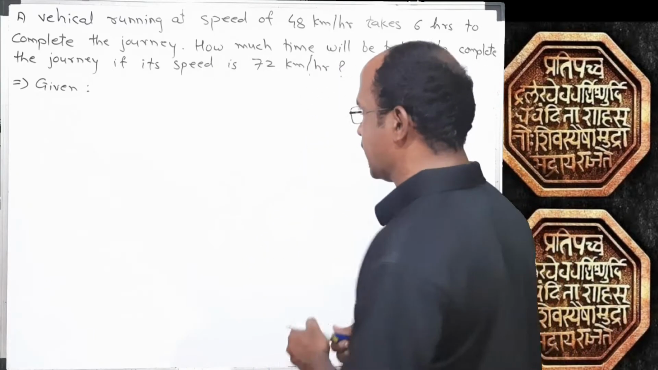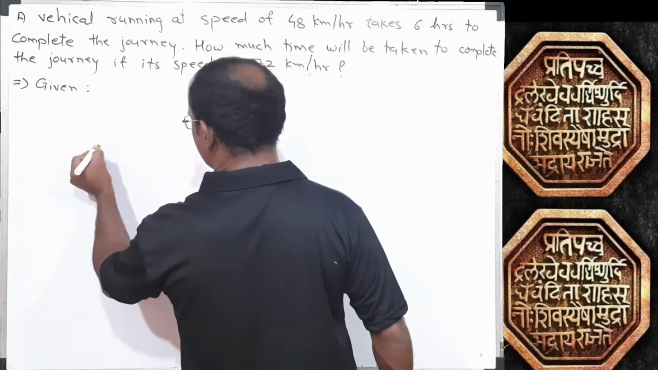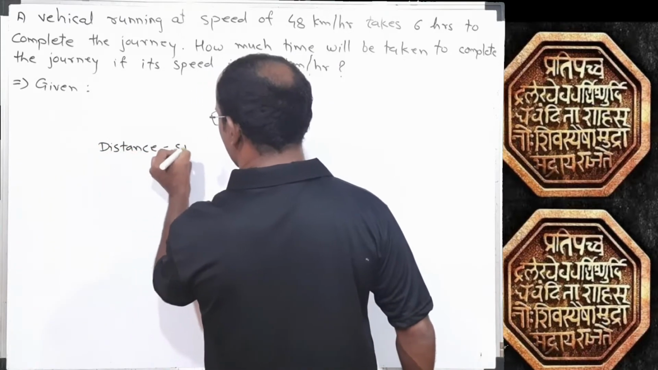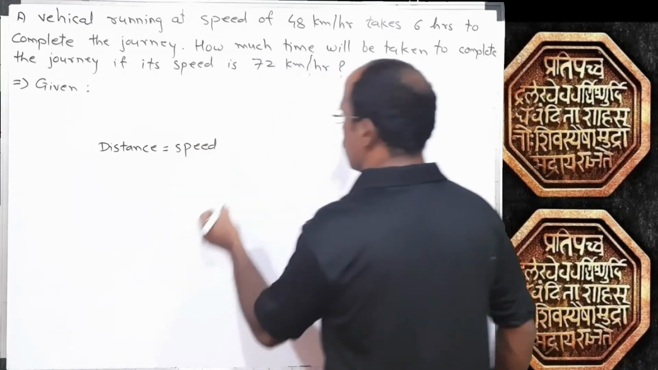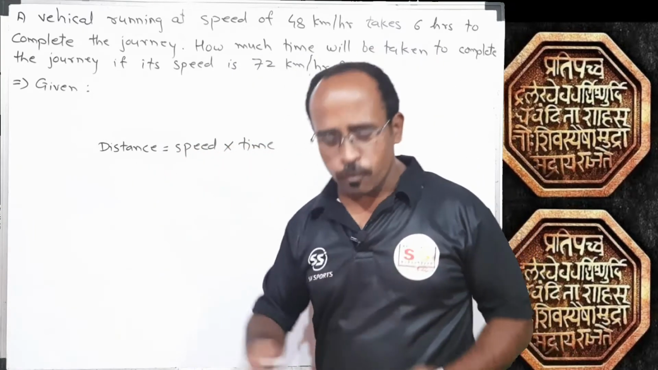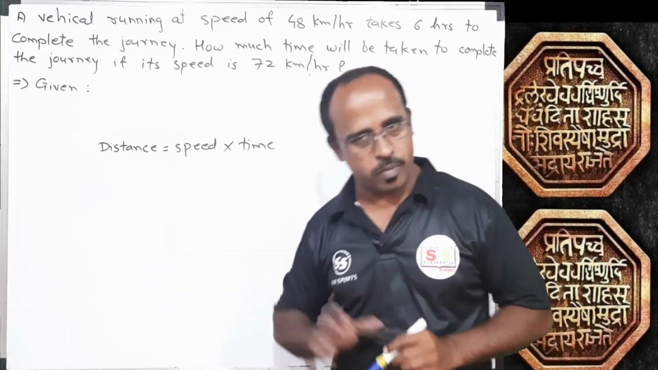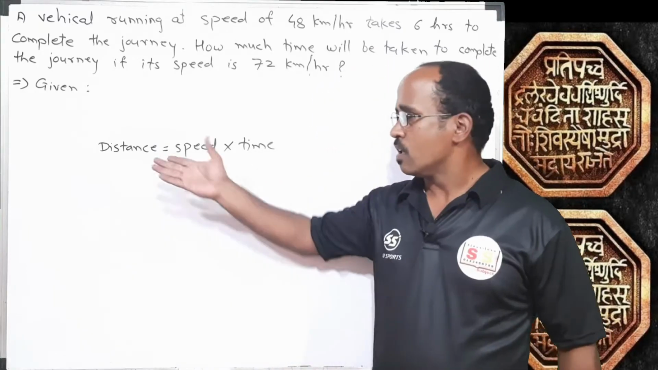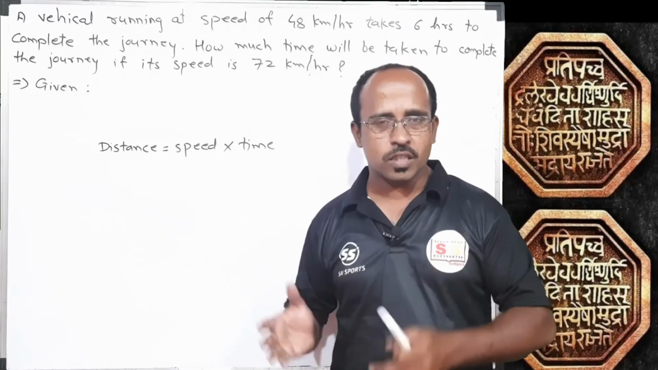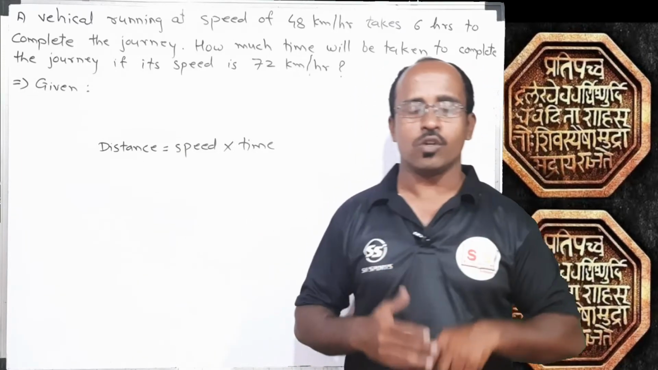Okay, the formula is distance equals speed multiplied by time. Okay, this formula you have to remember. And to remember the formula, there is a very easy trick. You just have to ask yourself a simple question. Which question will you ask?